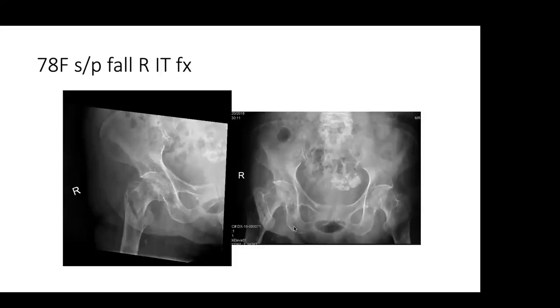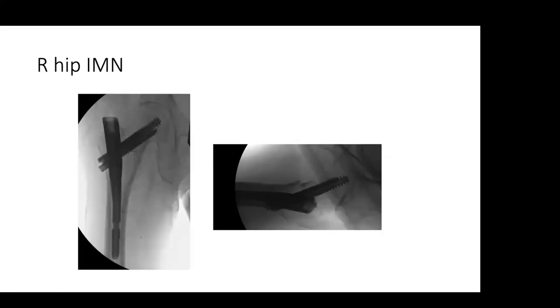And then this is another 78-year-old female that had an intertrochanteric fracture. This was a little bit more likely. We would call this a stable fracture because the posterior medial cortex is intact. This was also treated with an intramedullary nail. So I think that's pretty much it.